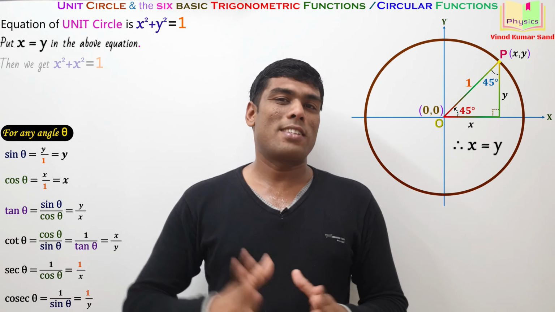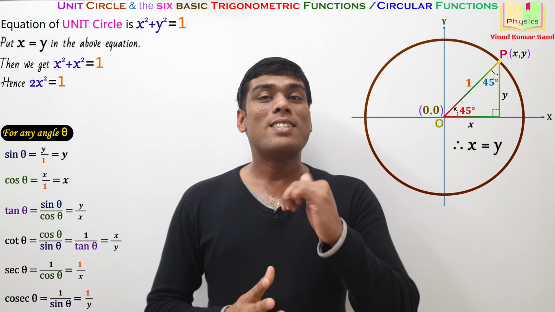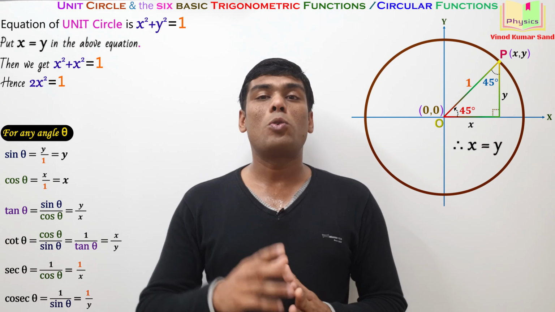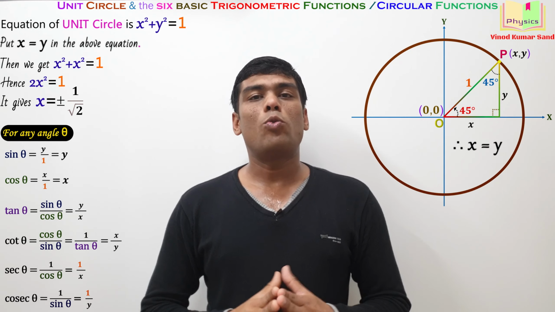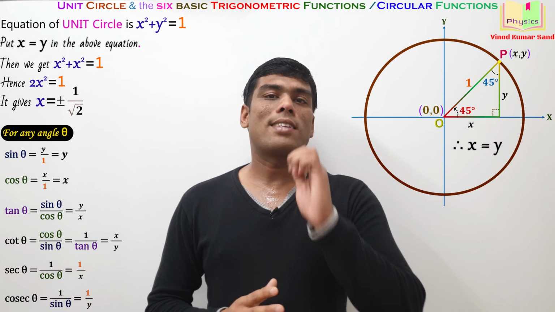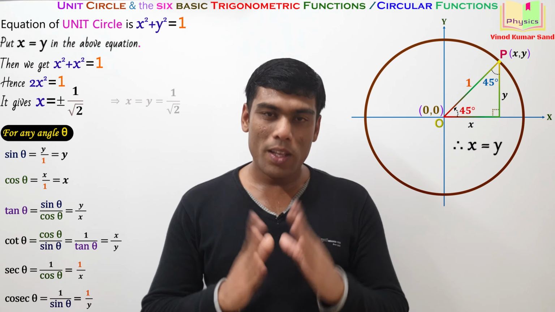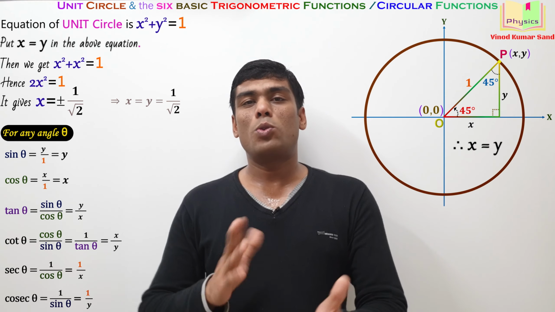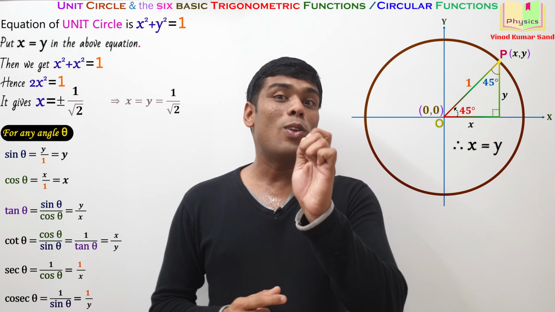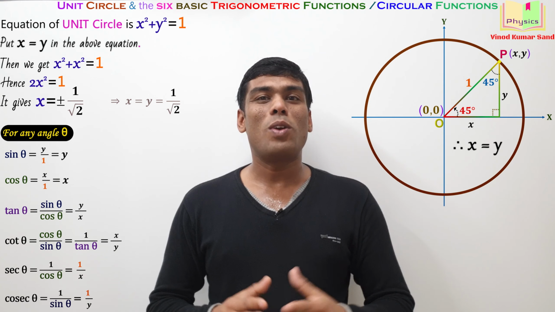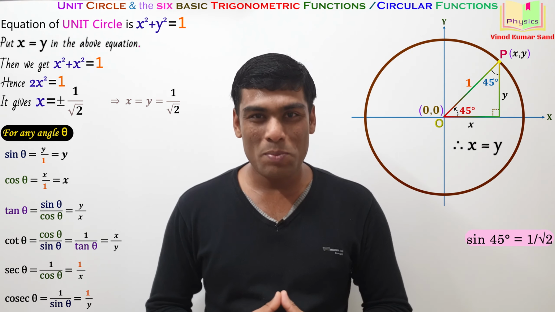x square plus x square is equal to 1, means 2x square is equal to 1. Simplifying this, x will come out to be plus or minus 1 by root 2. Since right now we are in the first quadrant, we'll accept the value of x as plus 1 by root 2. If x is plus 1 by root 2, it means y is also equal to plus 1 by root 2. And the value of sine theta is equal to the y coordinate, means sine 45 degree should be equal to 1 by root 2.